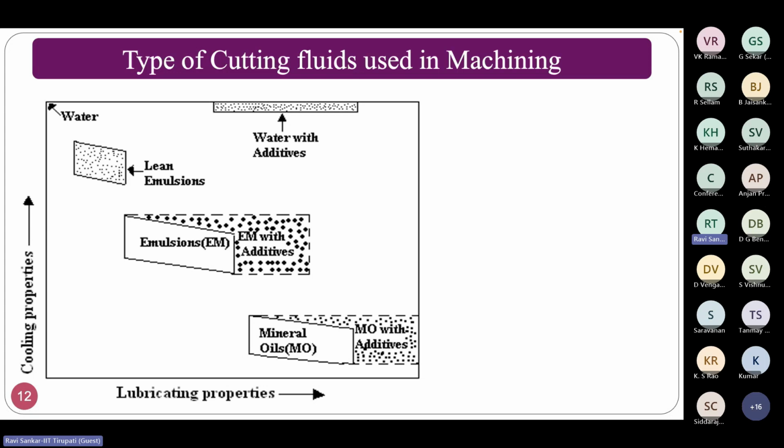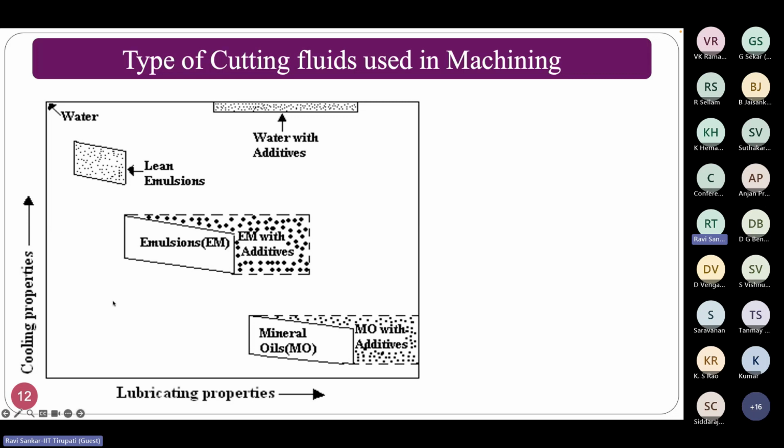For example, in forming processes like extrusion, sheet metal bending, or some incremental forming, where you don't use any water-based cutting fluids, you directly use the lubricants that you can get from the industry.